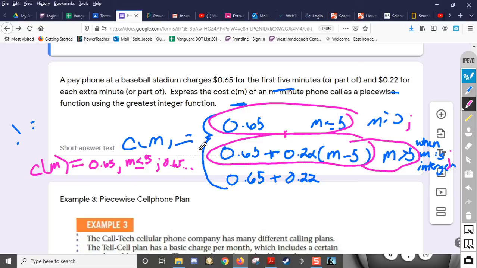All right, and then back, where was I? Oh, yes. I was doing my greatest integer stuff. So I still need to do m minus 5.